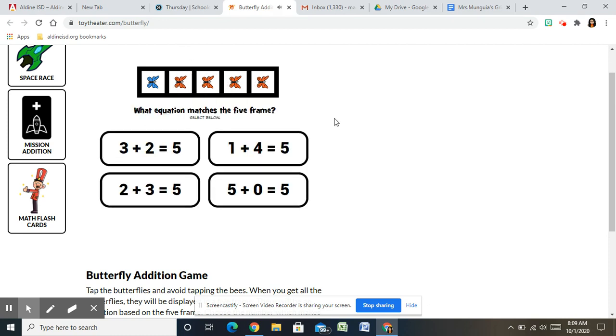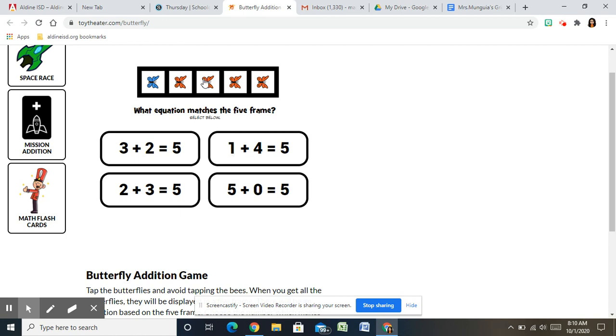Okay, I want you to look at this 5-frame, and I want you to look at the butterflies. Which one is different? Remember, the word different means not the same. Which one is different? Which one is different here? That's right. The blue one is different because it is not the same. So how many blue ones do I have? One, that's right. So, okay, look, one.